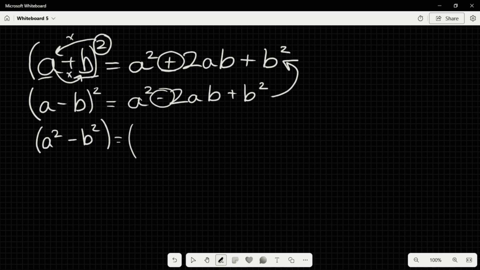Lastly, we have a squared minus b squared. This is a minus b into a plus b. Let's go ahead and solve some examples.